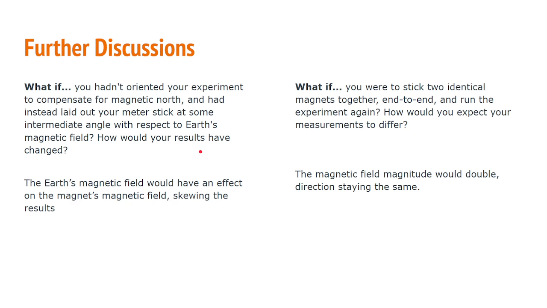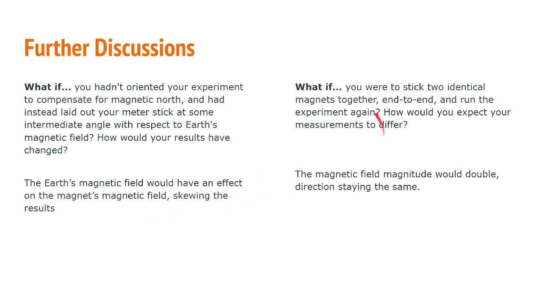So the discussion: if you hadn't oriented your experimental setup for magnetic north and had instead laid out your meter stick at some intermediate angle with respect to Earth's magnetic field, how would your results have changed? The Earth's magnetic field would have had an effect on the magnet's magnetic field, therefore it would have skewed the results.